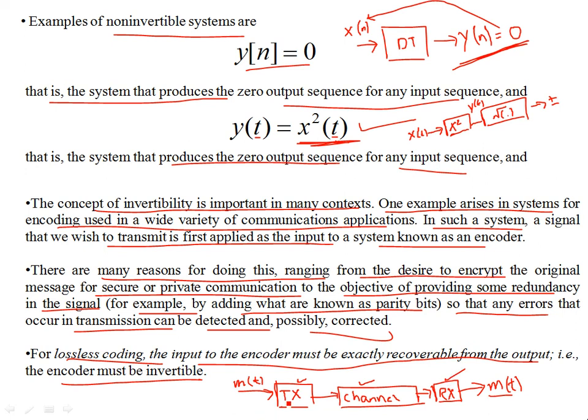That means the transmitter system should be an invertible system, so that all the errors or dispersions created by the channel could be recovered. The message signal can be recovered from all the errors, and you have the original message signal intact at the receiver side.